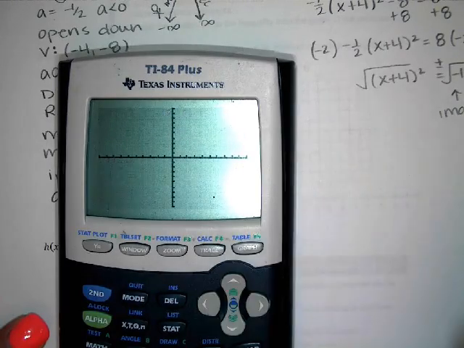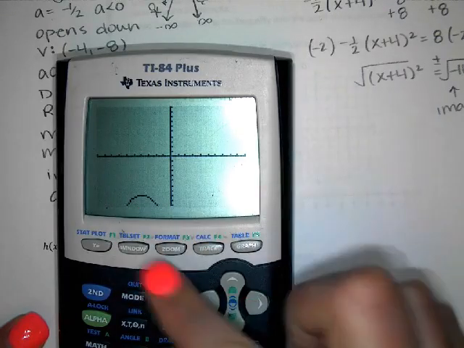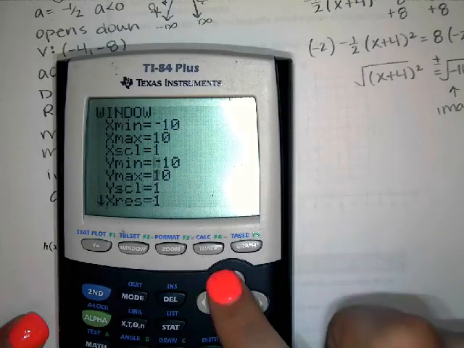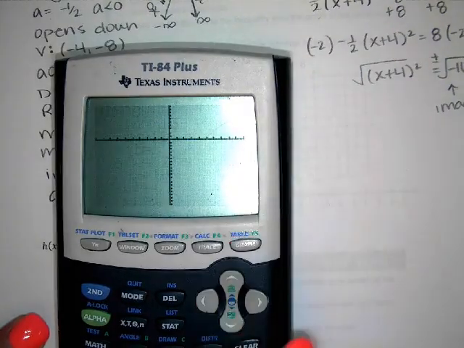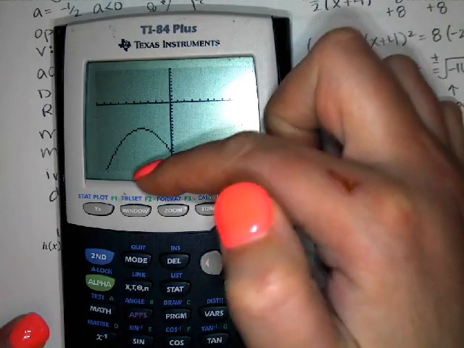I'll let you see a little bit more. I need more negative y's. There we go. So the graph was over here, it was upside down, and it was shifted left 4 and down 8. It just never crossed the x-axis, so there's no x-intercepts.